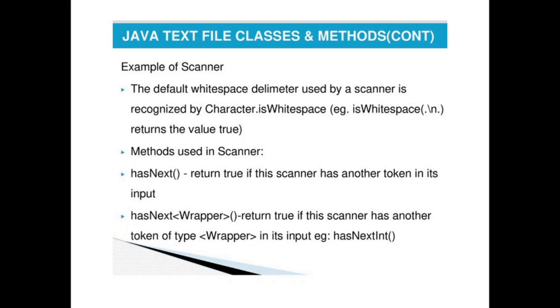So we cannot pass primitive data types inside the arguments. Okay, so for that compatibility, the value data types or the primitive data types are converted to their equivalent wrapper classes. Okay, and like hasNextInt.